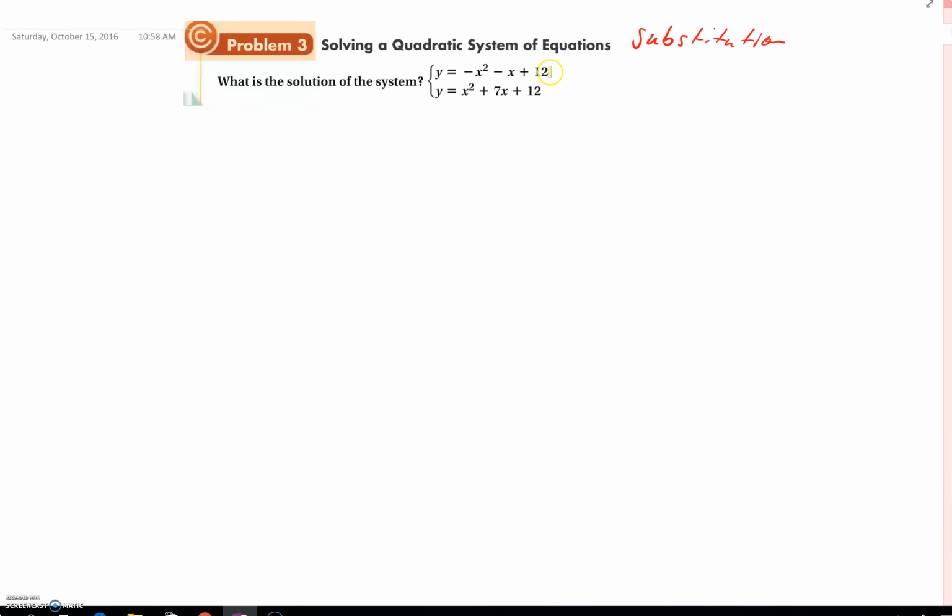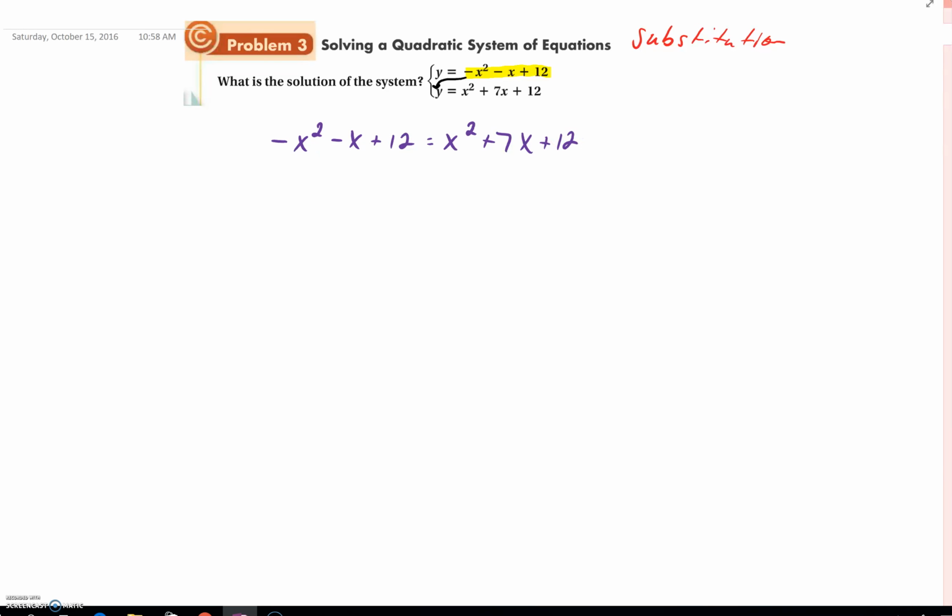So since both of these are already set equal to y, I can then take what y is equal to, and I can substitute it into wherever I see y. So I have y is equal to x squared plus 7x plus 12. Well, since I know y is also equal to negative x squared minus x plus 12, I can say negative x squared minus x plus 12 is equal to x squared plus 7x plus 12.